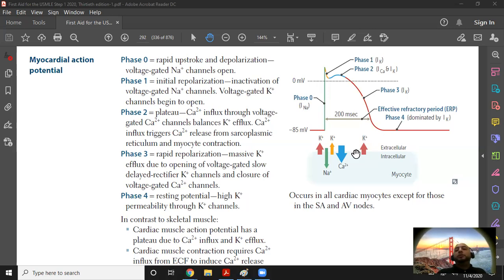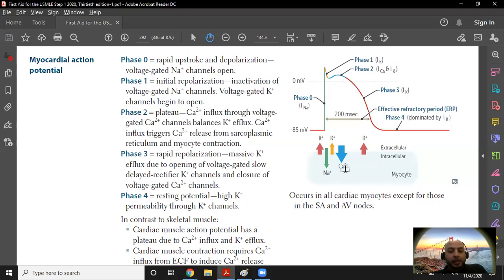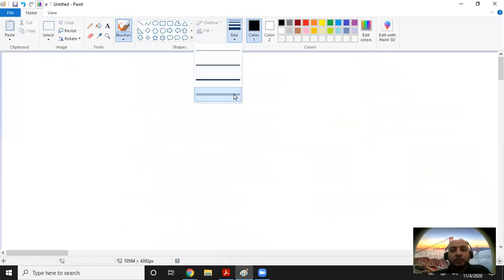Today we are going to continue with our cardio phys lectures. So we're going to get into the action potential, okay? Action potential. So now, this is a way that I like to understand action potential, all right?